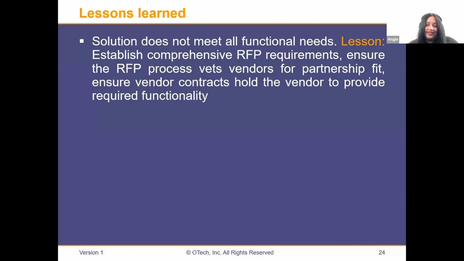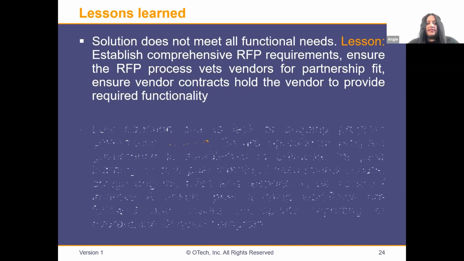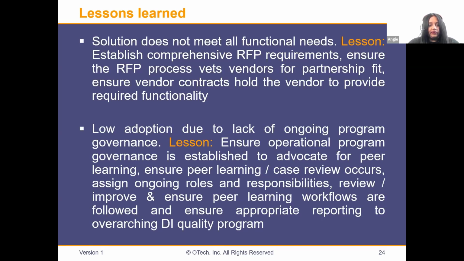So the key lesson there is to establish comprehensive enough RFP requirements, ensure the RFP process vets vendors for partnership fit, and ensure that vendor contracts are set up to hold the vendor to provide the required functionality. And then the second key lesson learned relates to the low adoption, primarily in this case due to the lack of ongoing program governance at the hospitals.